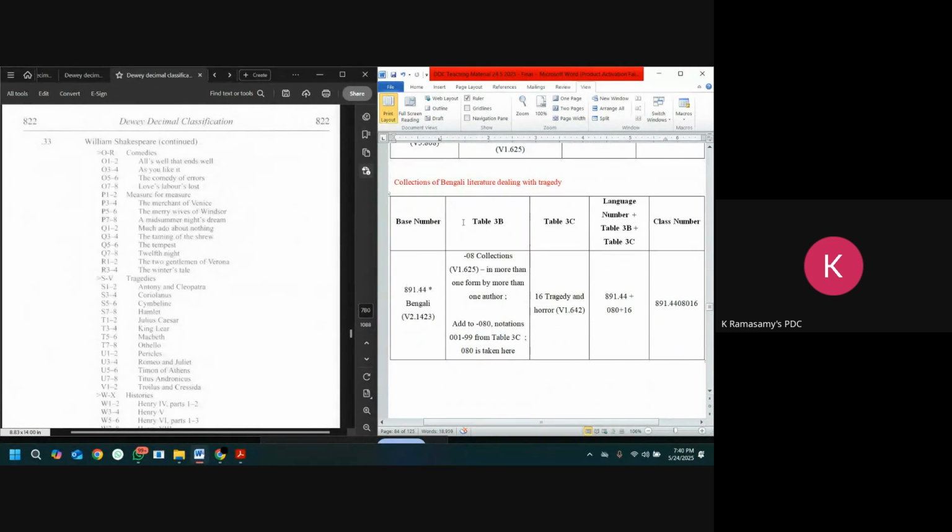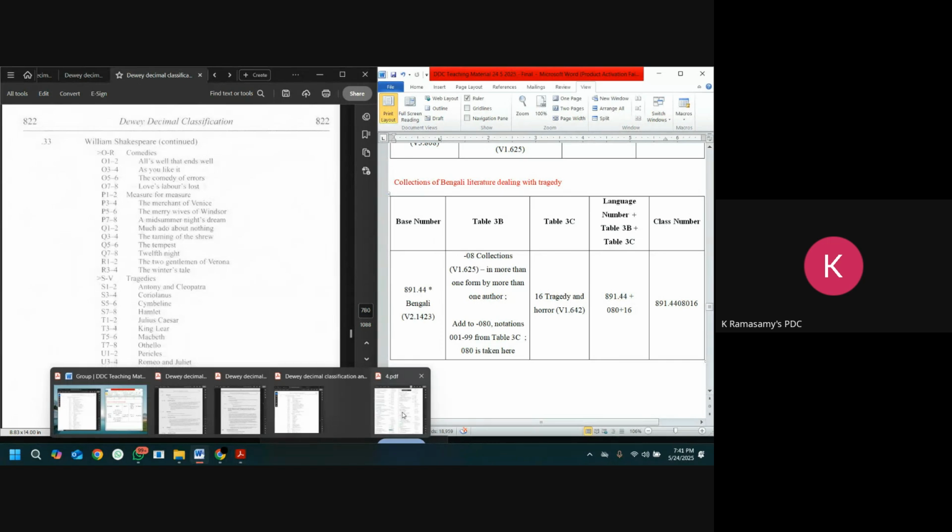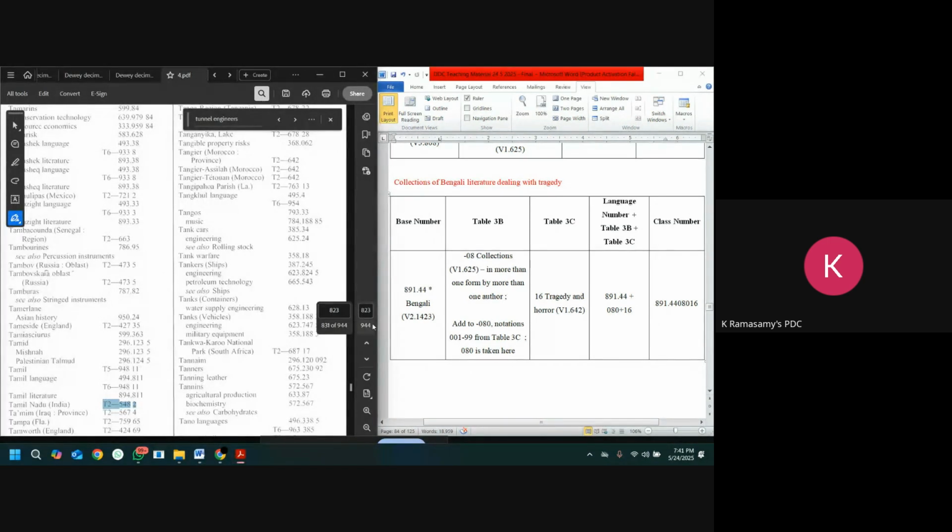Here, consider collections of Bengali literature dealing with tragedy. So I have collected only the Bengali literature dealing with tragedies, only sad stories, sad novels, sad fiction. Okay. How to find the number for this? First of all, you need to find out the number for Bengali literature. I told you there are two possibilities. If you don't know the number, please go to the relative index. You can find the number for Bengali literature. Type Bengali literature, and you get the answer. What is the answer?